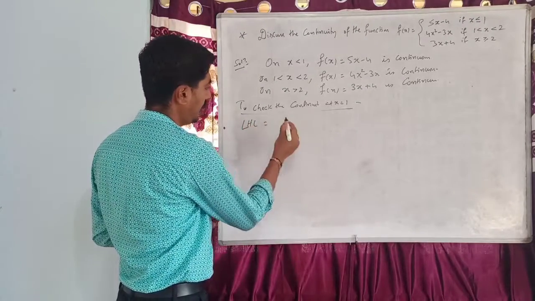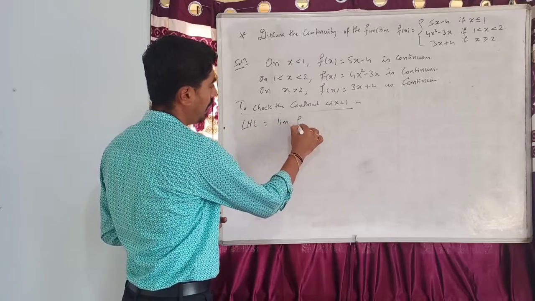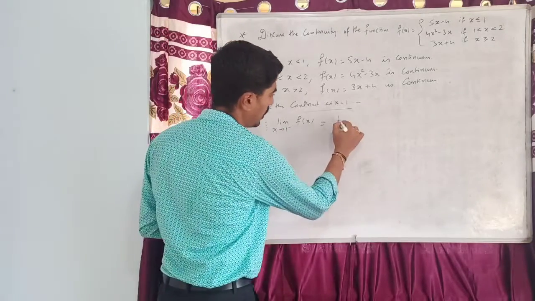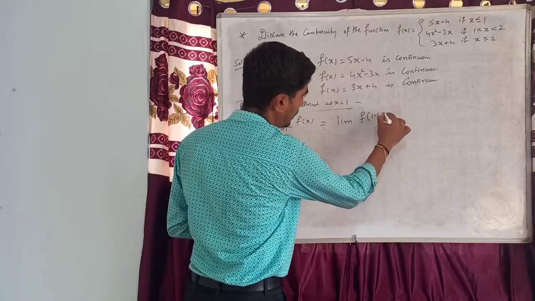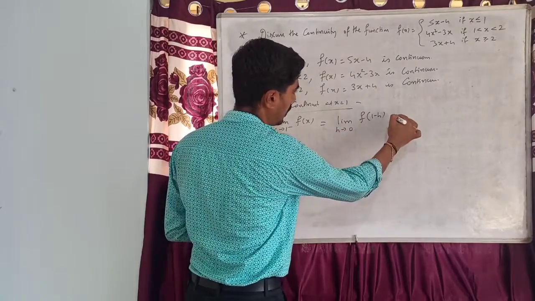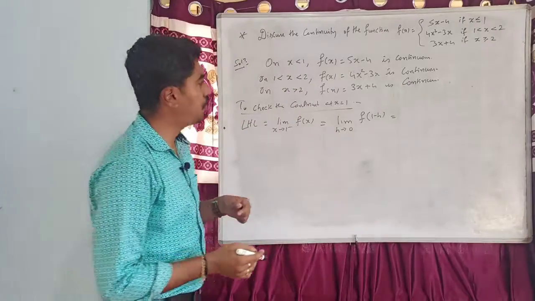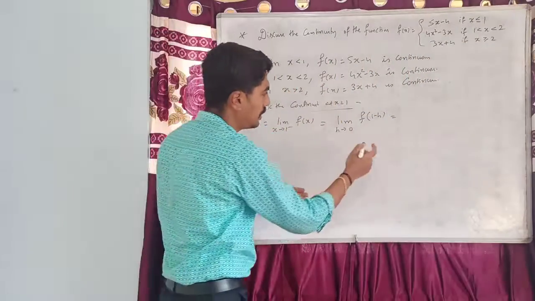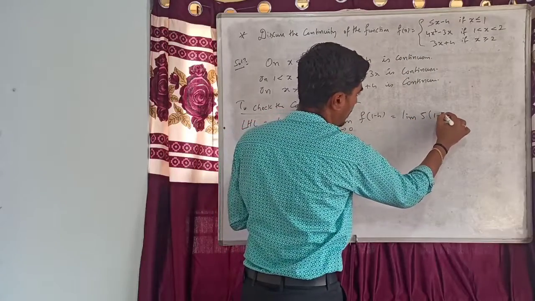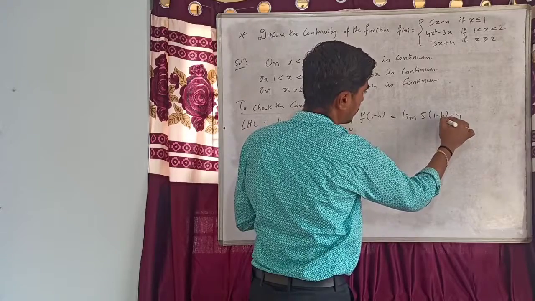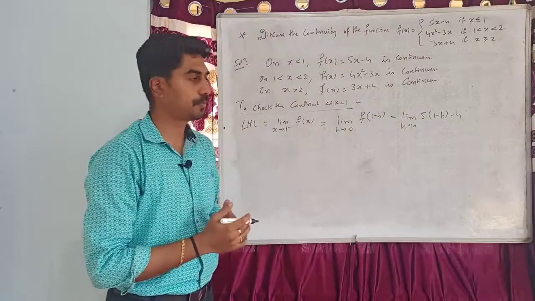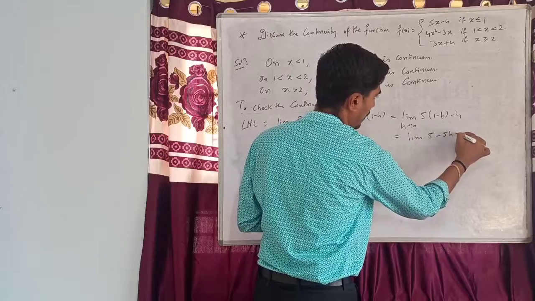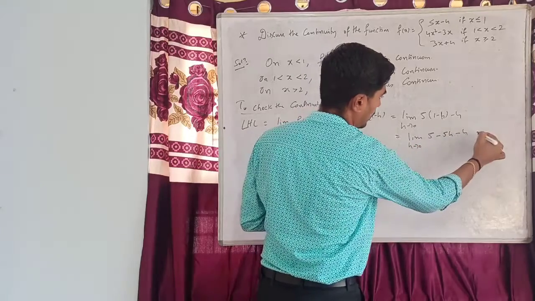LHL is equal to limit of f of x as x tends to 1 minus, this is equal to limit of f of 1 minus h as h tends to 0. By the definition of f of x, if x is less than 1, it is defined as 5x minus 4. So this is equal to limit of 5 into 1 minus h minus 4 as h tends to 0. This is equal to limit of 5 minus 5h minus 4 as h tends to 0. This is equal to 1.